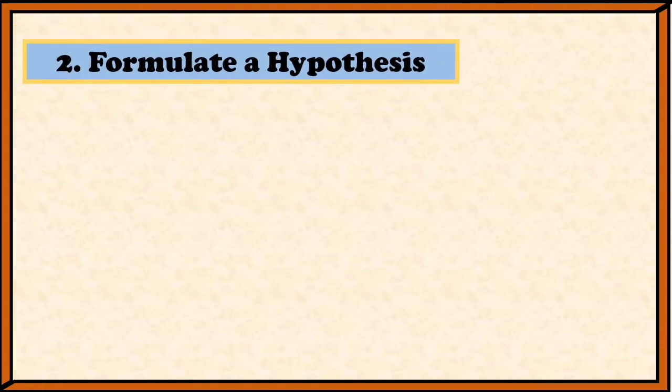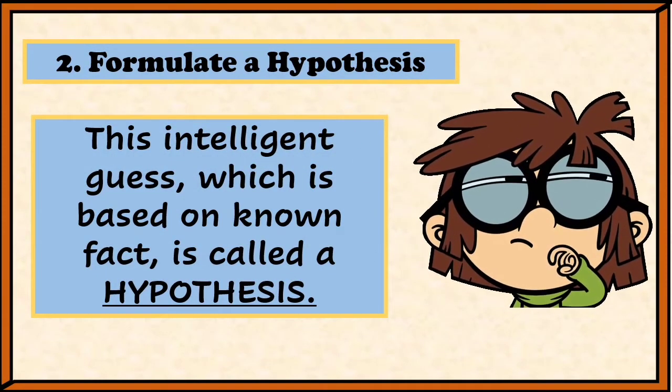Okay, next we will go to step 2, which is formulating a hypothesis. After the problem has been identified, a tentative answer can be formulated. This intelligent guess, which is based on known facts, is called a hypothesis. This may be a possible answer to your question. Take note, a hypothesis is not just a guess. It should be based on existing theories or knowledge. It also has to be testable, which means you can support or reject it through experiment.